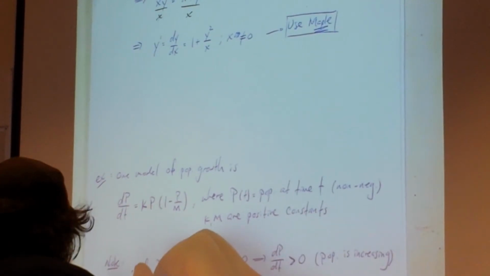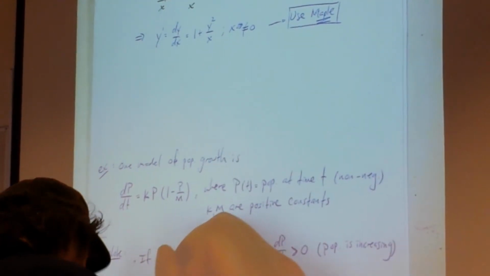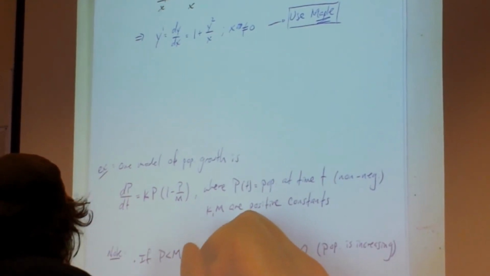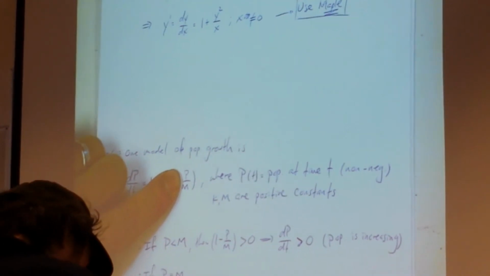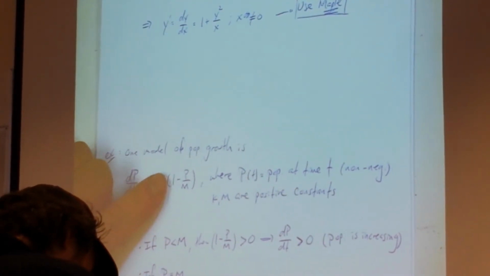All right, we're just going to consider all the possibilities. If P is equal to M, then what can you tell me about that fraction P over M? 1. That's equal to 1. And so 1 minus that is 0.